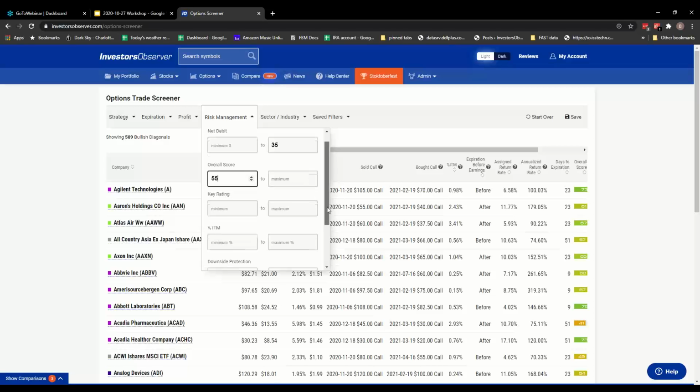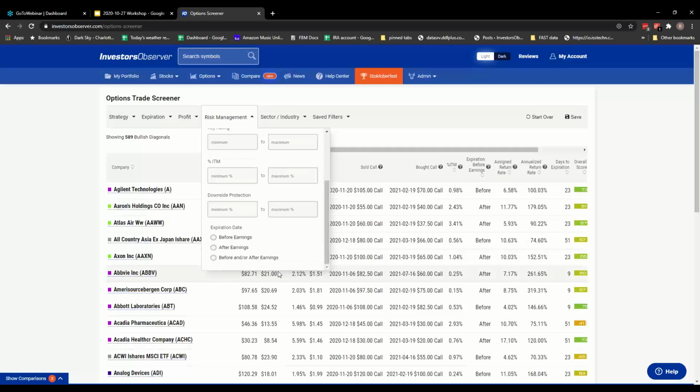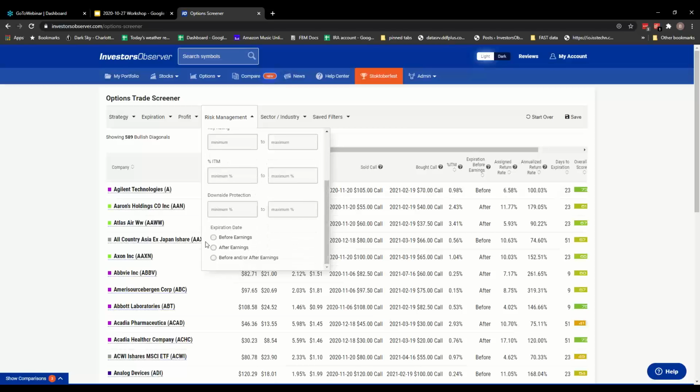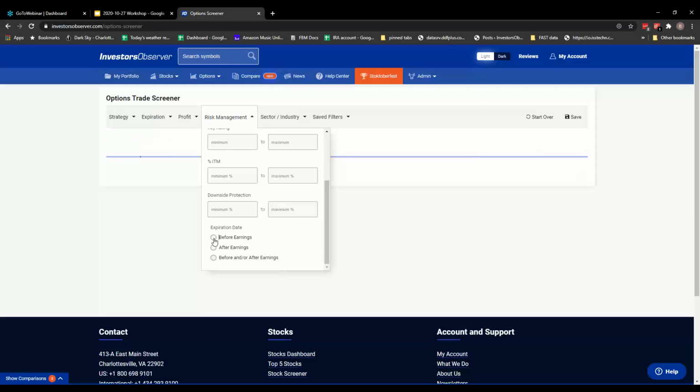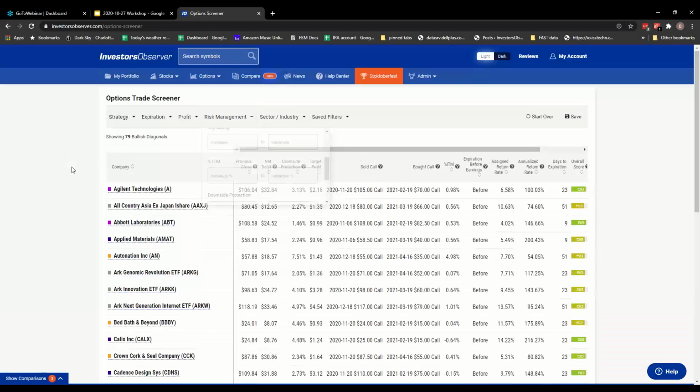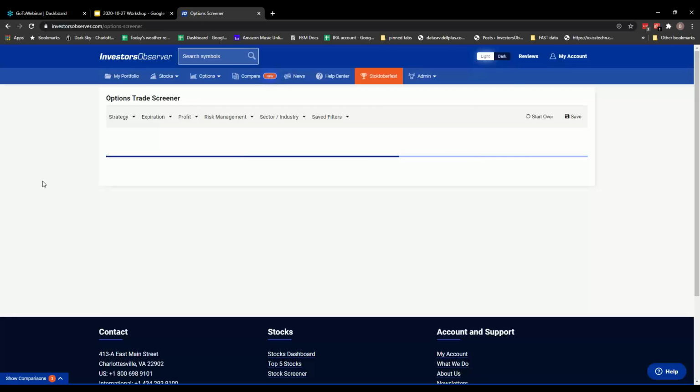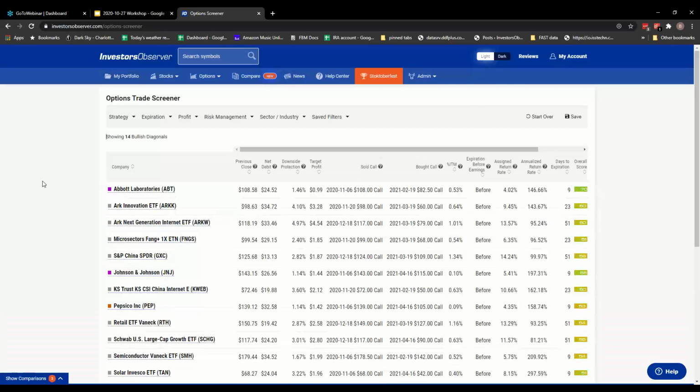And then the overall score, usually I do about 55 or 60 here, because I don't need something that's a rocket ship. I just want something that's not going to fall off a cliff. Something a little above average, but going sideways is totally fine for these kinds of trades. Then I click this before earnings option, which finds trades where the sold call will expire before earnings. Oh, hang on, I missed one. Key rating. I usually put in 4 keys, and that'll get you the 4s and the 5s.